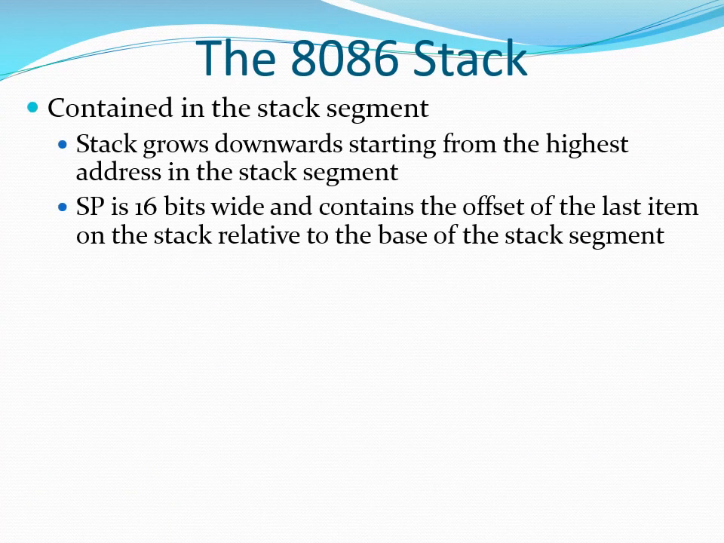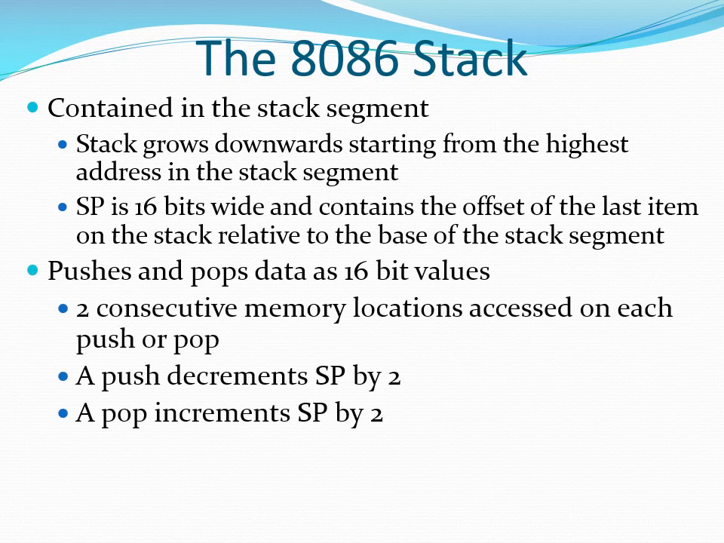Let's zoom in on the 8086 stack. The 8086 stack is contained in the stack segment. It grows downwards and starts from the highest address in the stack segment. The stack pointer is 16 bits wide and contains the offset of the last item on the stack relative to the base of the stack segment. The base of the stack segment is the lowest address in the stack segment.